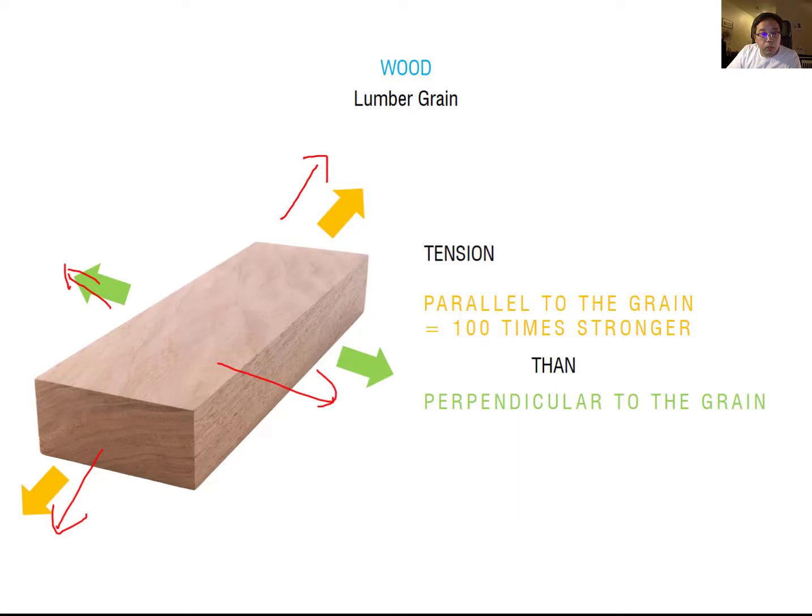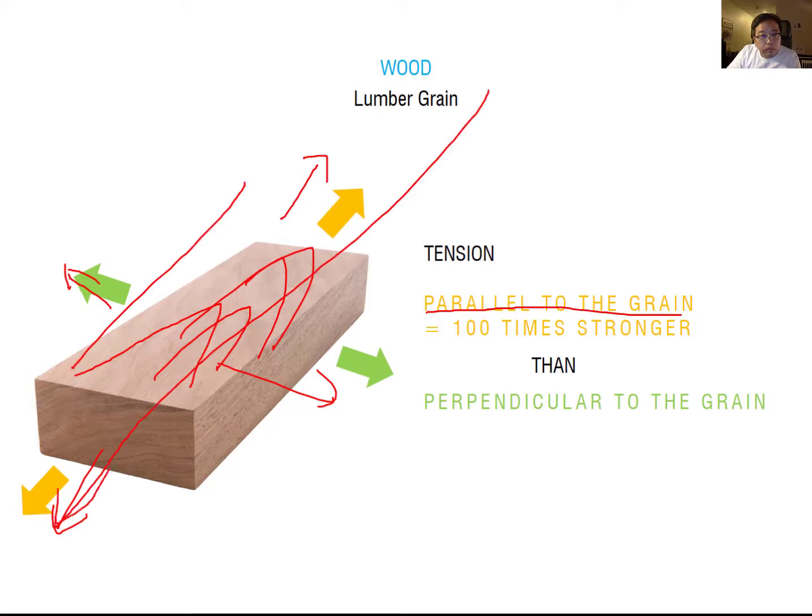So you can also see the wood grain. This is a wood grain pattern. So parallel to the grain, in tension, is 100 times stronger than perpendicular to the grain. Okay.